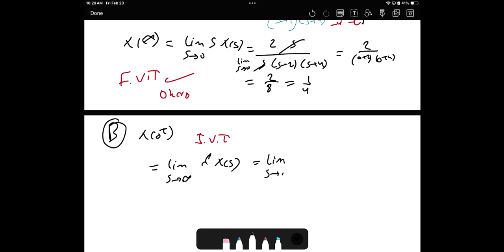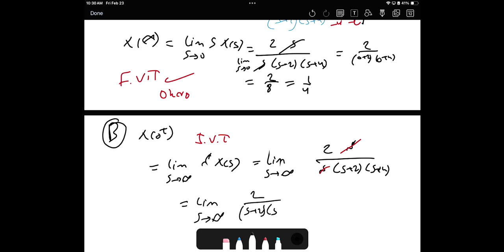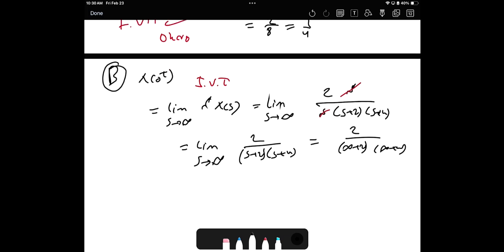So the limit as s goes to infinity of 2s over s, s plus 2, s plus 4. The s and s cancel each other. Then it will be the limit as s goes to infinity of 2 over (s plus 2)(s plus 4). Substitute s as infinity, so it will be 2 over infinity plus 2, infinity plus 4, which is infinity times infinity, so it will be 2 over infinity, then the answer is 0. Okay? Then problem 1. Any questions?